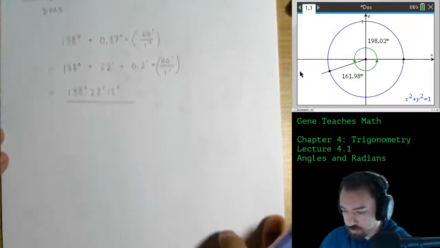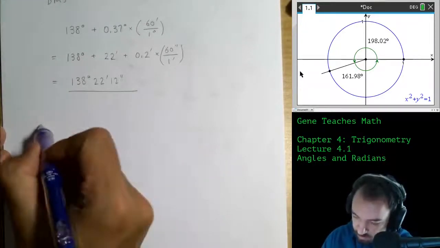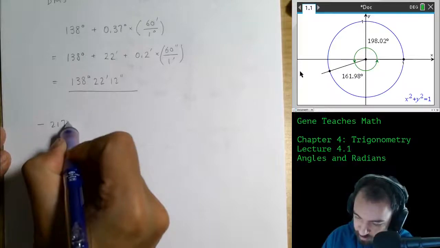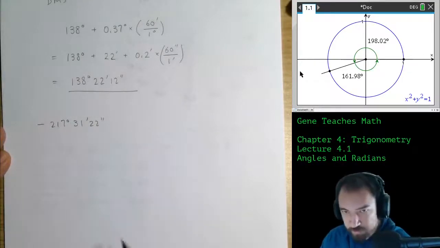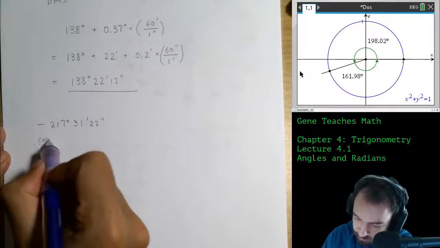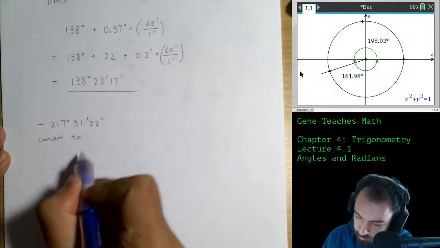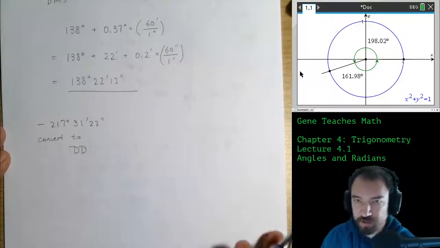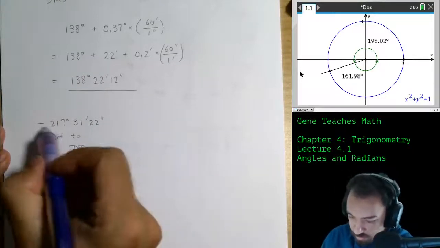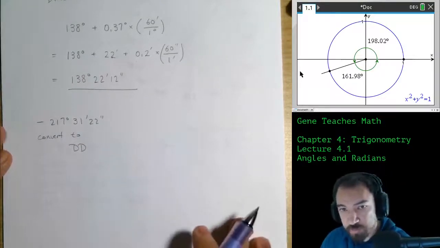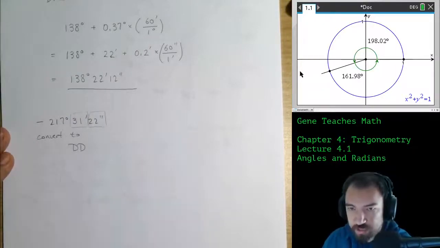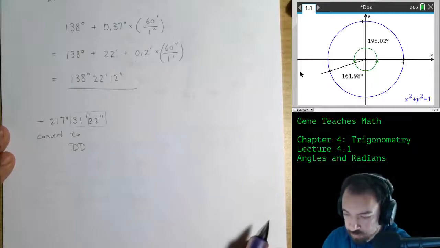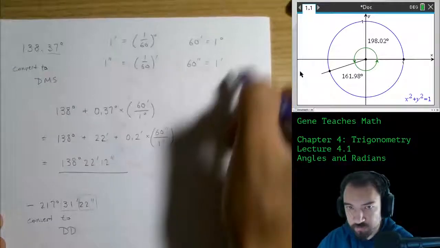What if we want to do this conversion backwards? So let's say something like negative 217 degrees and 31 minutes and 22 seconds of arc, and we would like to convert this to decimal degrees. Well, the negative 217, that integer part's fine, and we're going to take the minutes and the seconds of arc and convert them back to degrees using these conversions over here.